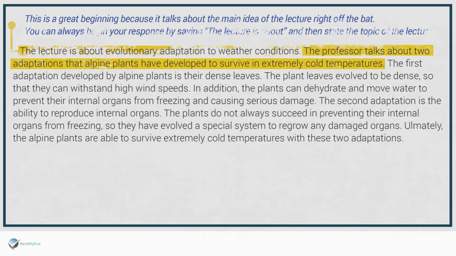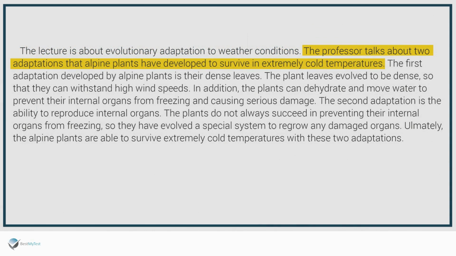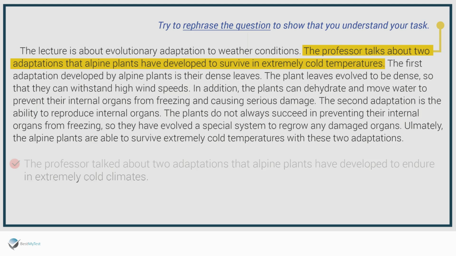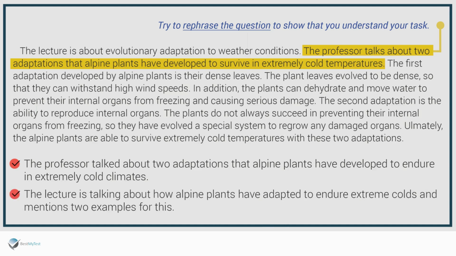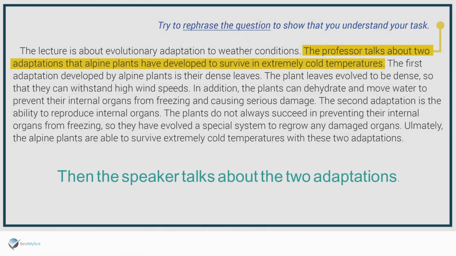Next, the speaker says, the professor talks about two adaptations that alpine plants have developed to survive in extremely cold temperatures. You can use this and similar sentences to rephrase the question to show that you understand your task. Other sentences could be, the professor talked about two adaptations that alpine plants have developed to endure in extremely cold climates. Or, the lecturer is talking about how alpine plants have adapted to endure extreme colds and mentions two examples for this.